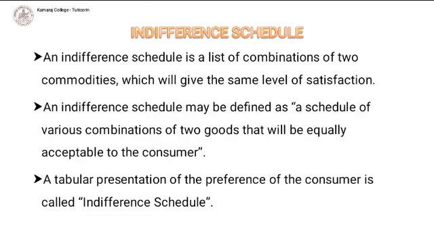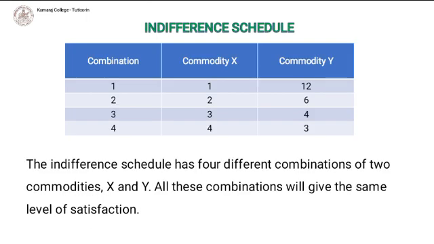First, the indifference schedule. An indifference schedule is defined as a schedule of various combinations of two commodities which yield the same level of satisfaction to the consumer. Each point of an indifference schedule indicates that the consumer is indifferent between the combinations, and all points give him the same level of utility. In this schedule, there are four different combinations of two commodities, X and Y. All these combinations will give the same level of satisfaction.